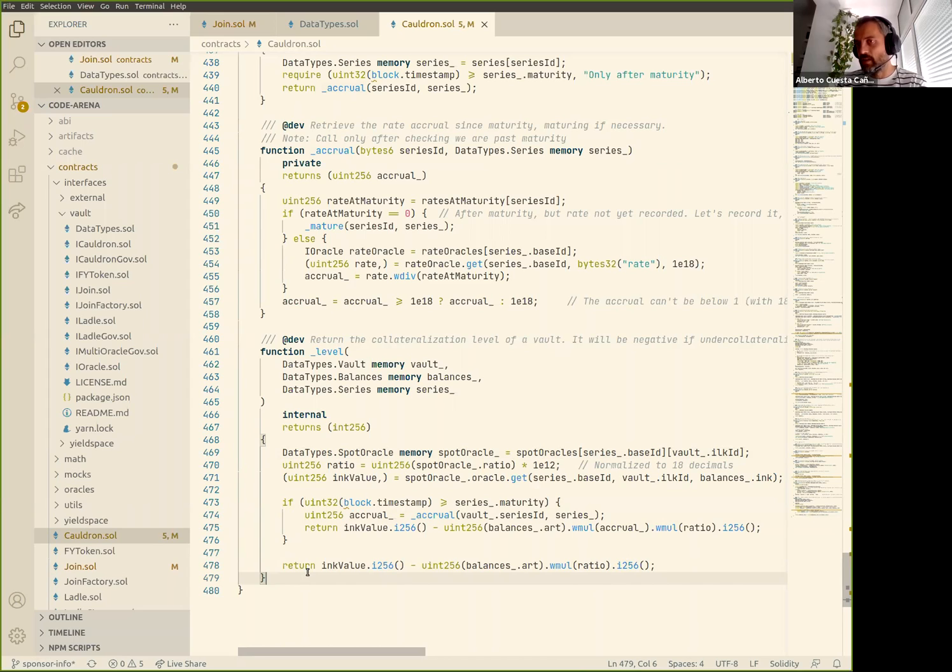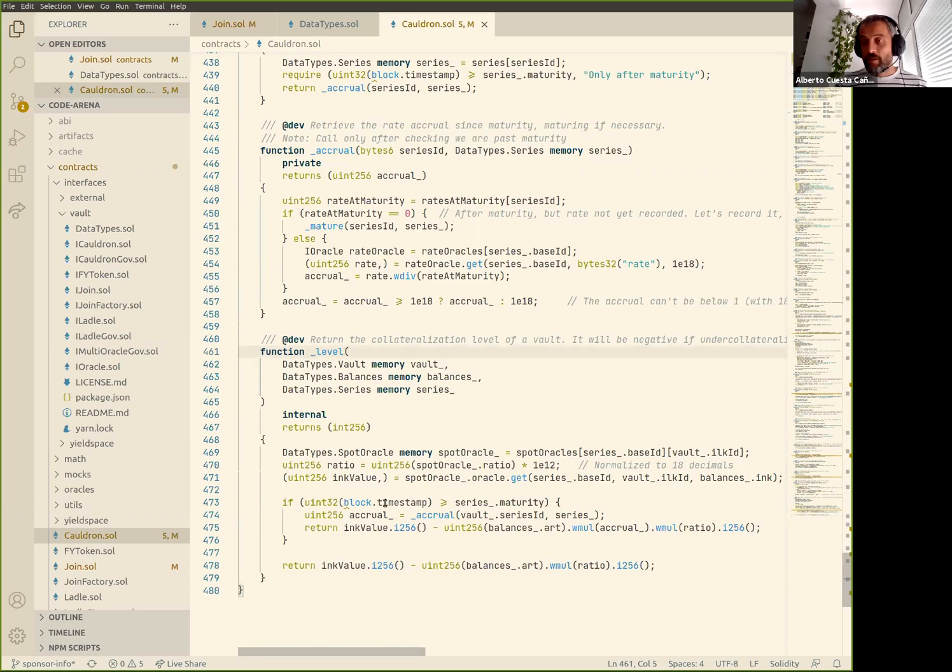It's just that it self-matures a series in the Cauldron by recording the rate at that maturity date. And it calculates the function, which I should have something here so that it is clear, which is spot times ink must be bigger than art times rate times accrual. Oof. So that's it.